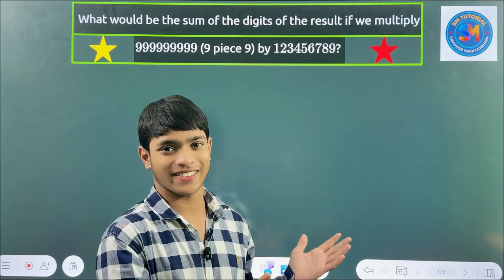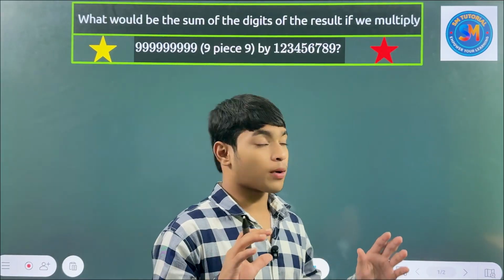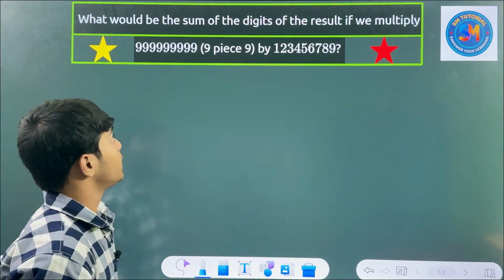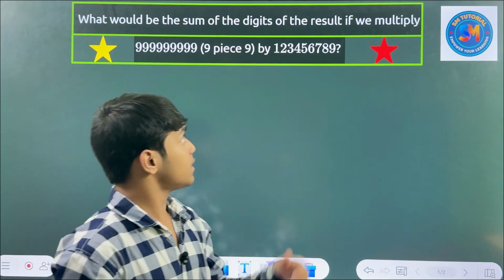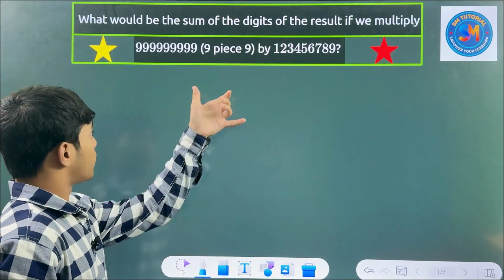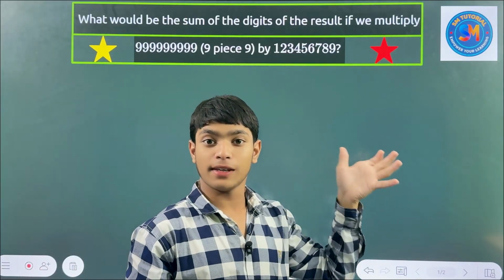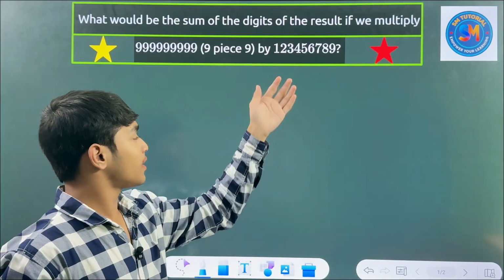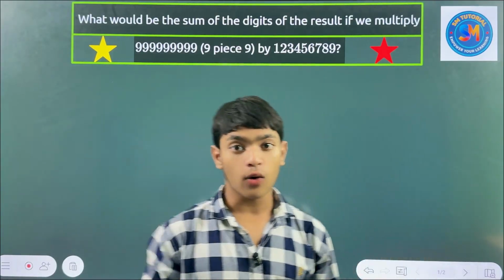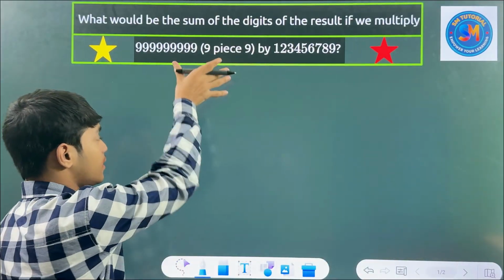So, let's start. Before solving the problem, we have to read it first. What would be the sum of digits of the result if we multiply 999? There are 9 pieces of 9. And then what is this? 1, 2, 3, 4, 5, 6, 7, 8, 9. And now we have to multiply this.